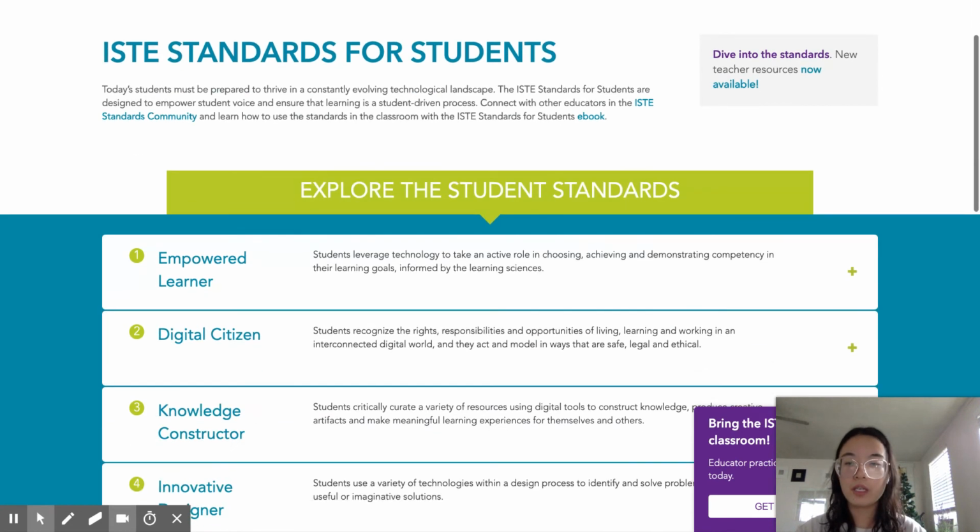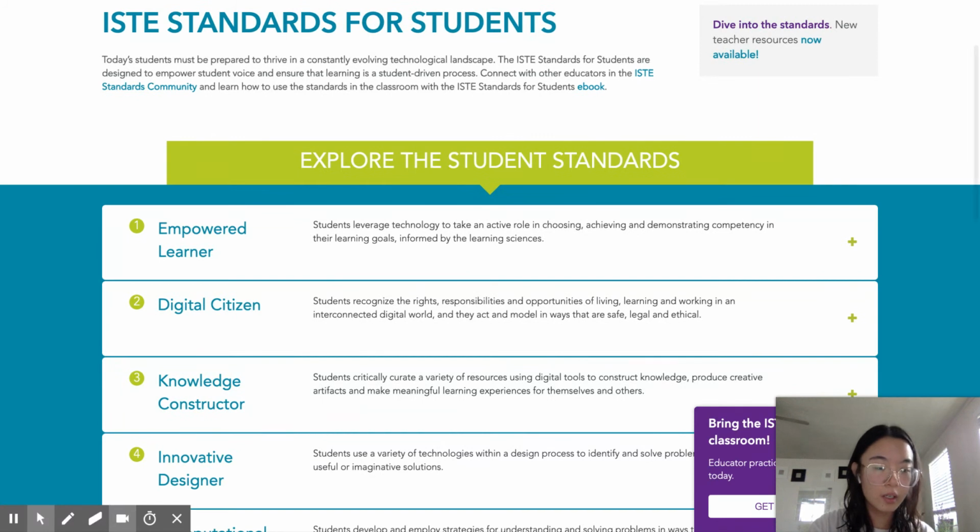But the first thing is empowered learner. Students leverage technology to take an active role in choosing, achieving, and demonstrating competency in their learning goals, informed by the learning science. The first thing is very important. What is the learning goals?